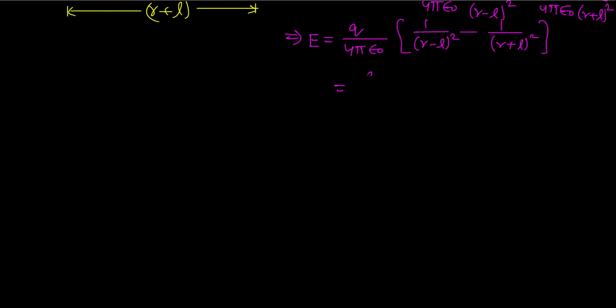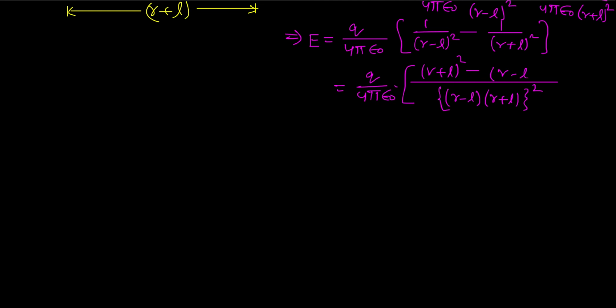Okay, so now this will become q divided by 4 pi epsilon naught. Take these two terms LCM, so r minus l whole square, r plus l whole square. It can be written as r minus l, r plus l whole square, and in numerator here it will become r plus l whole square minus r minus l whole square.